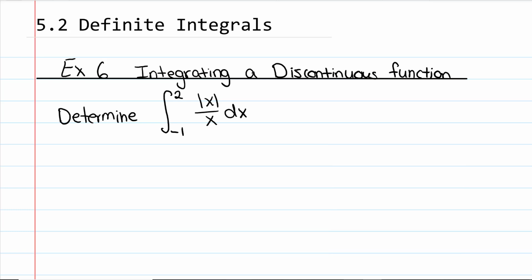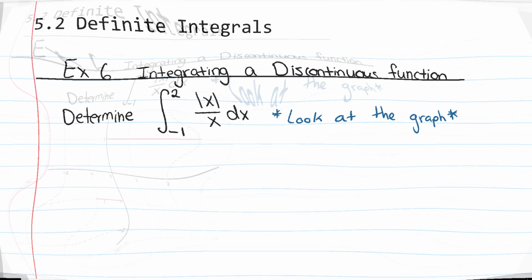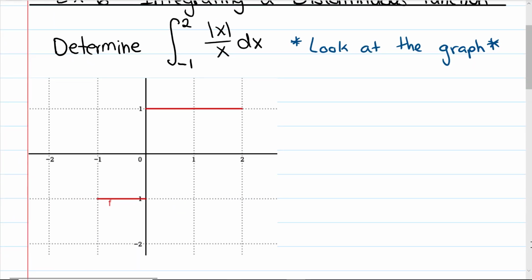dx. The first thing I recommend, if you don't already know what the graph looks like, is to take a second and look at the graph. So take a second now and graph this on your graphing calculator. So we can see right here at x equals 0, there's a jump in the graph. So this graph is not continuous.